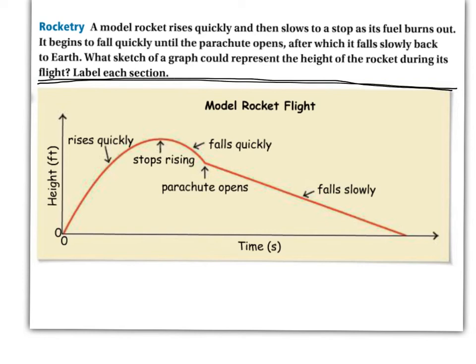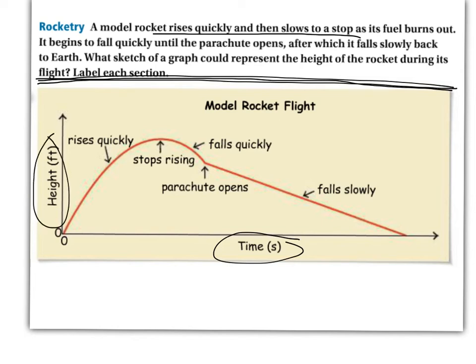It begins to fall quickly until the parachute opens, after which it falls back slowly to Earth. What sketch of a graph could represent the height of the rocket during its flight? Okay, so this is the answer here. So let's go through how they did it. You have to have time, okay? And as soon as it says the model rocket is rising quickly, that's how you know you're going to have some sort of height. So you have time on the x-axis and you have height on the y-axis.